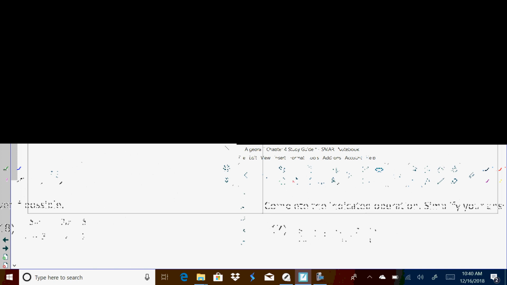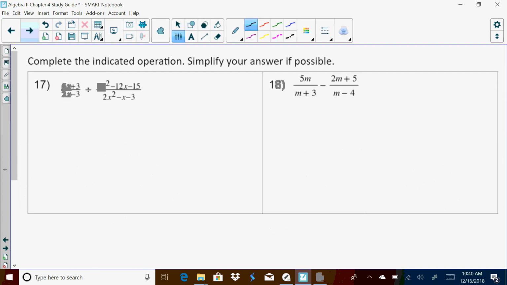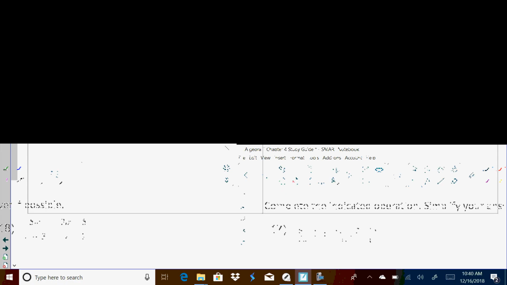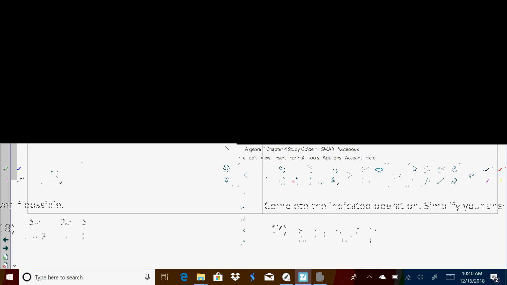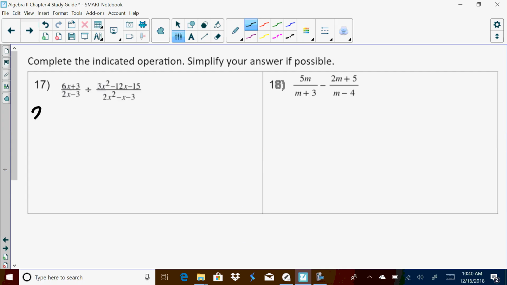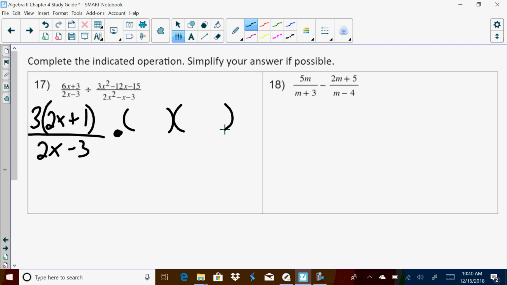So my last problem set is I'm multiplying, dividing, adding, or subtracting to get a simplified expression. So for the first one, I'm going to factor everything. So the top I factor out a 3. So I get 2x plus 1. Bottom, nothing can factor, so I have 2x minus 3. Change it to multiplication, so I factor the bottom. I end up with 2x minus 3 and x plus 1.